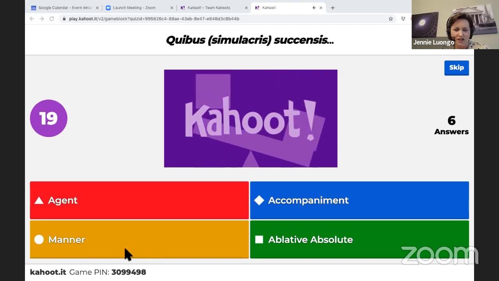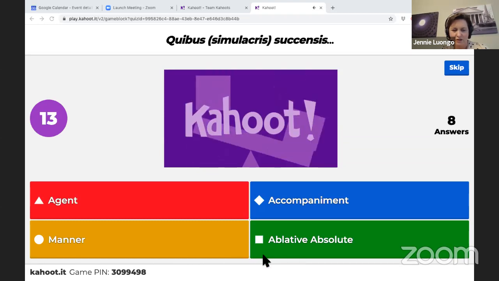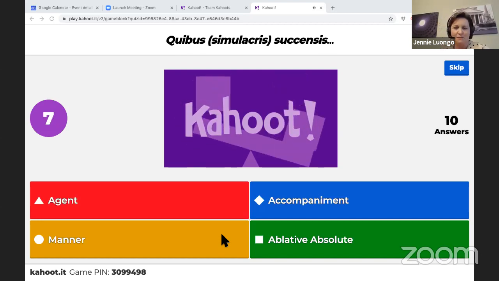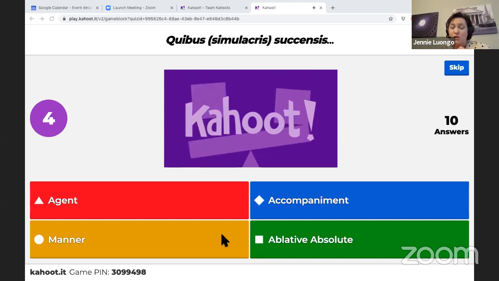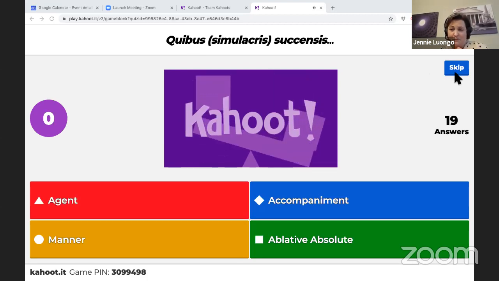So is it agent? Is it means? Is it accompaniment? Is it an ablative absolute? Oh, sorry, is it manner? I couldn't see, I was blocking it. Is it agent? Is it manner? Is it accompaniment? Or is it an ablative absolute? One big clue with this one is that we didn't have to put the rest of the sentence up.